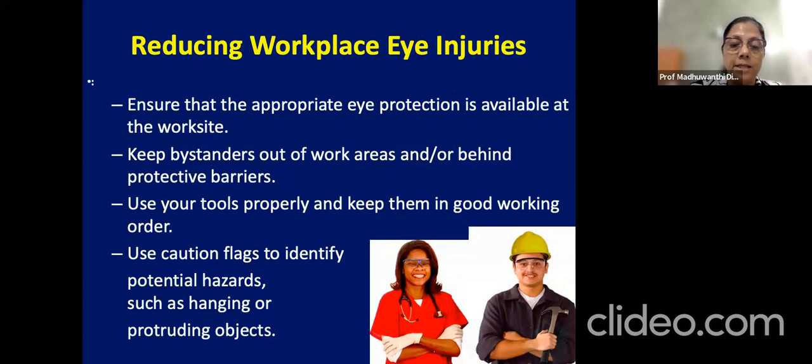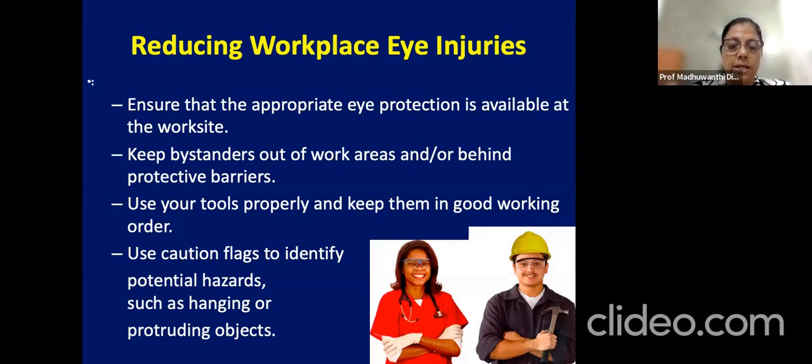Other thing is keep the bystanders out of work areas. Sometimes it's not the person who is working that gets the damage, but the onlooker. So therefore, you have to minimize the outsiders coming into that hazardous area. And also, until the work is fully completed, you have to keep the protective eyewear on. And also, keep the jutting out tools and equipment in a proper way. Instruct the workers to keep them out of danger.